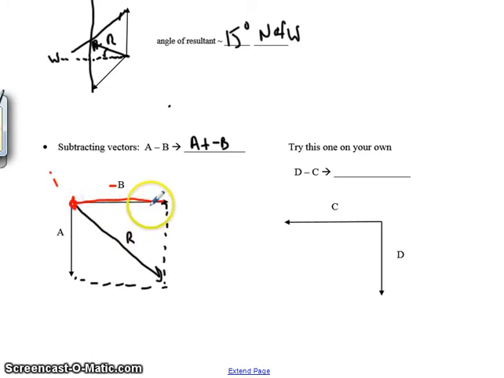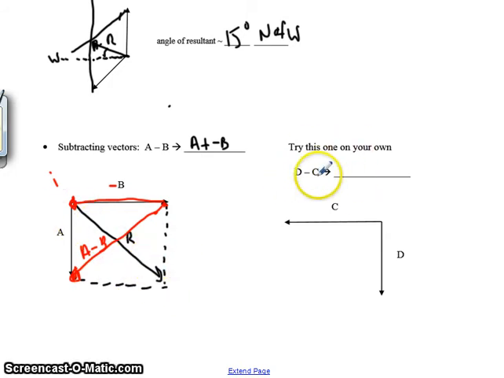And so you can see negative B and A are connected tip to tail, so I can start at negative B and go down to A, and that vector represents, I put an arrowhead there at the end of the vector, A minus B. Okay, and if you notice, it's just the opposite diagonal as the resultant.